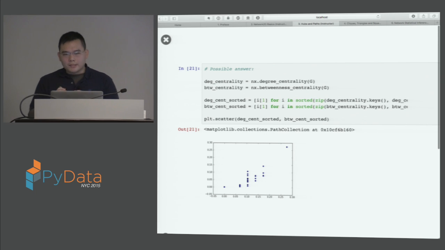I don't want to dwell too much on this one. So if you didn't complete it, it's okay. The main point here is degree centrality and betweenness centrality are not perfectly related. And I'm just wondering if you might be able to think of an example where something would have high betweenness centrality, but not necessarily a high degree centrality.